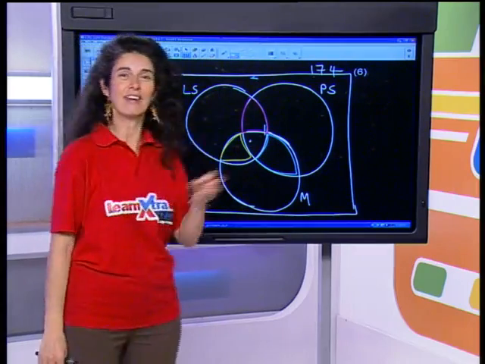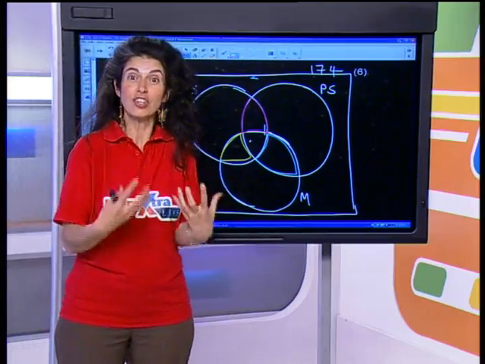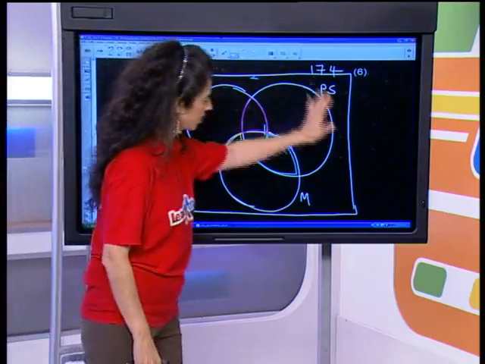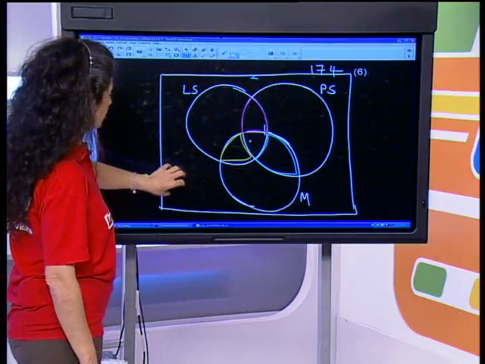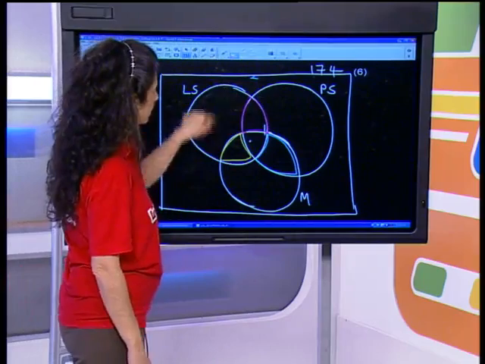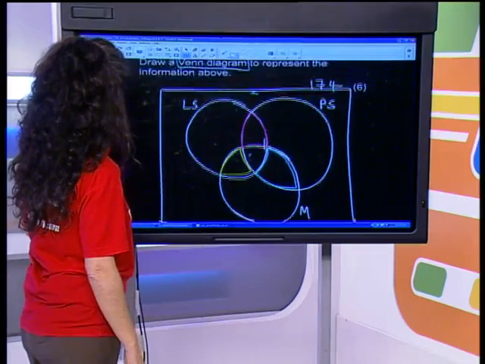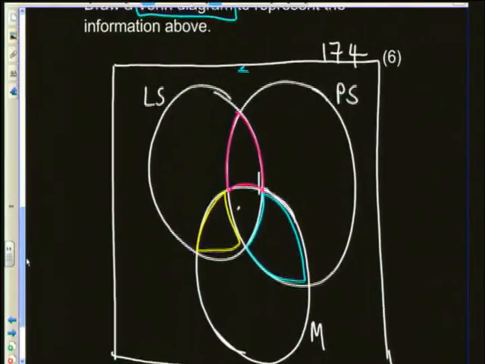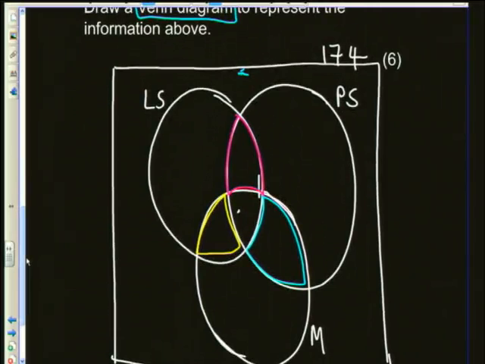So with a diagram like that, it's a powerful tool to visually capture what has taken us lots of time to actually collect. So let's look at the numbers now. So first of all, there's the context, and then the people outside the sample space, or not outside the sample space, but outside these diagrams are the ones that don't take any of those three subjects. So 37 study life science. We go back here. Where are those 37? They are inside the circle that represents life science. We don't know whether they're in here, whether they're in there. I just know that they're all inside here. So that doesn't give me enough information.